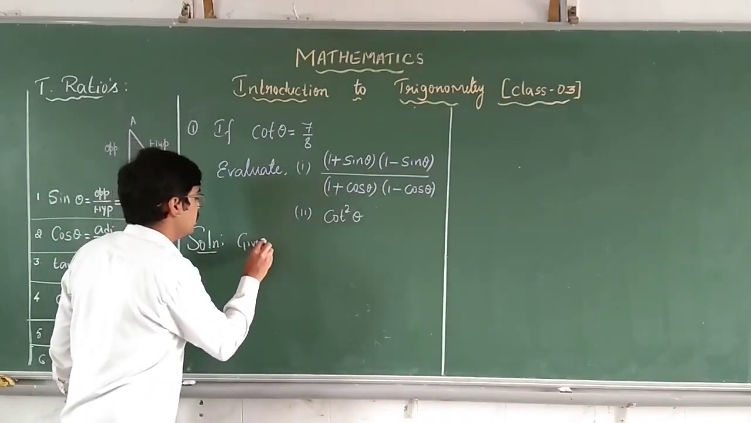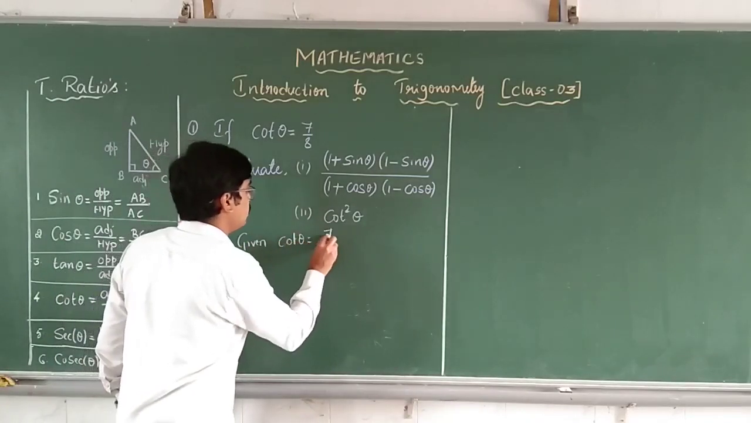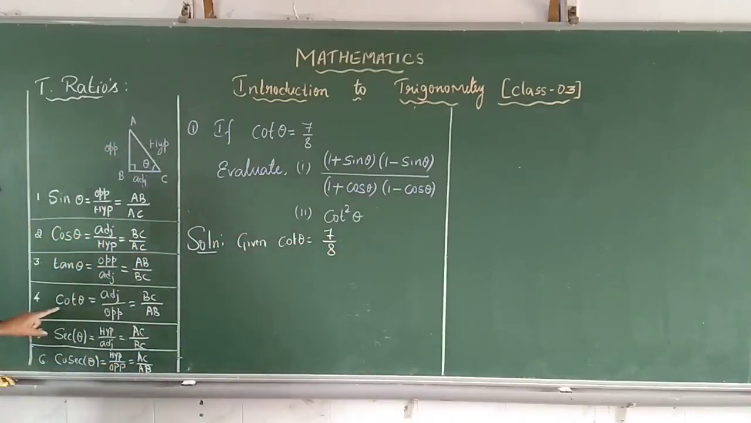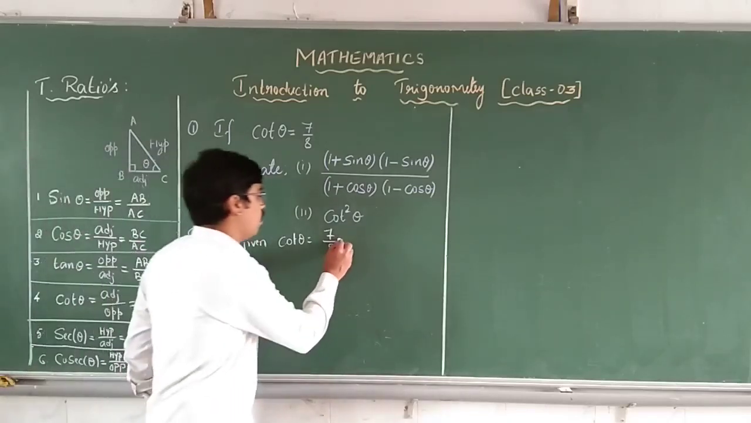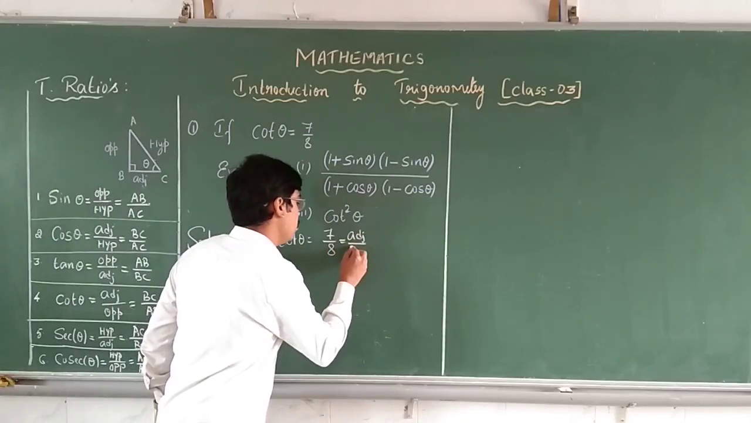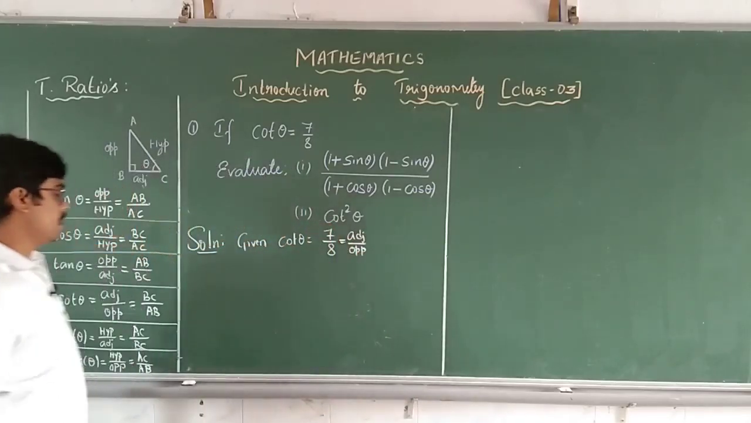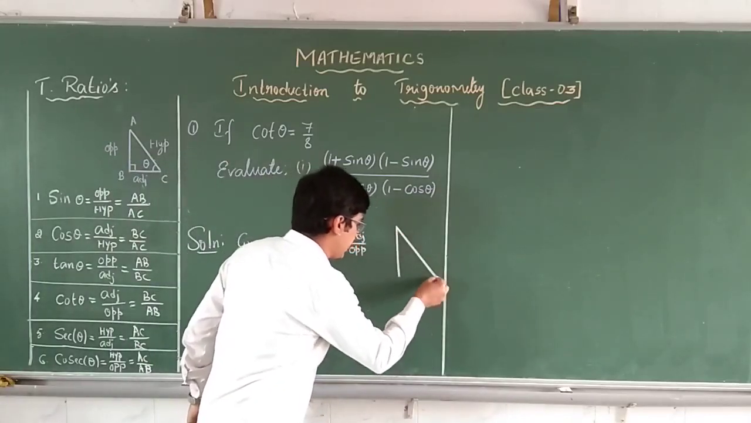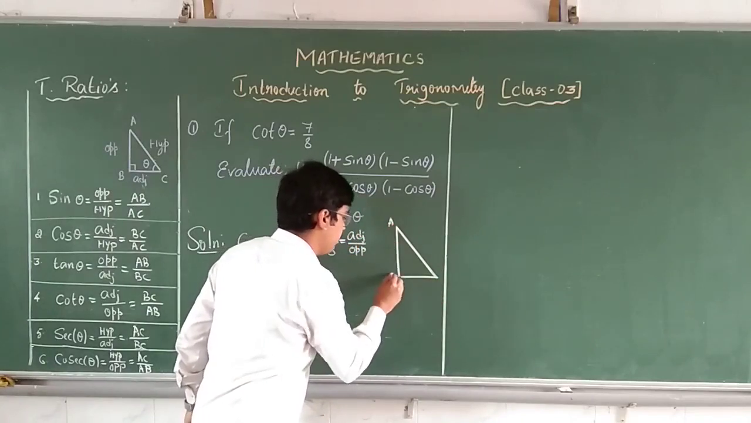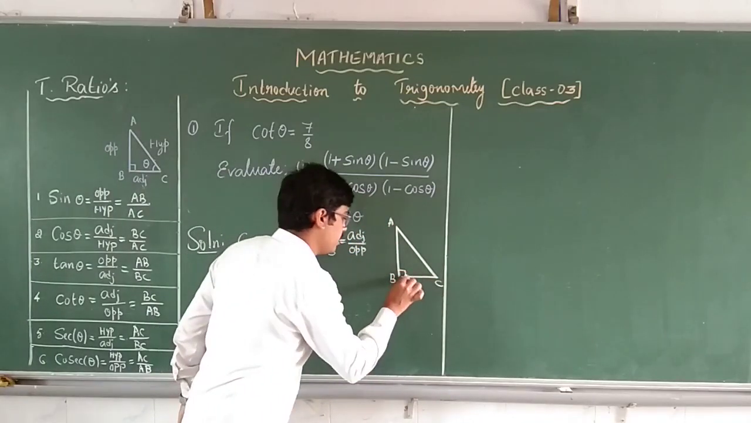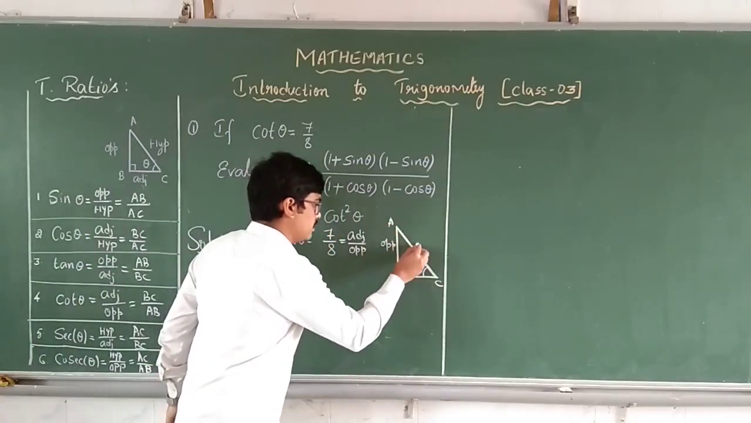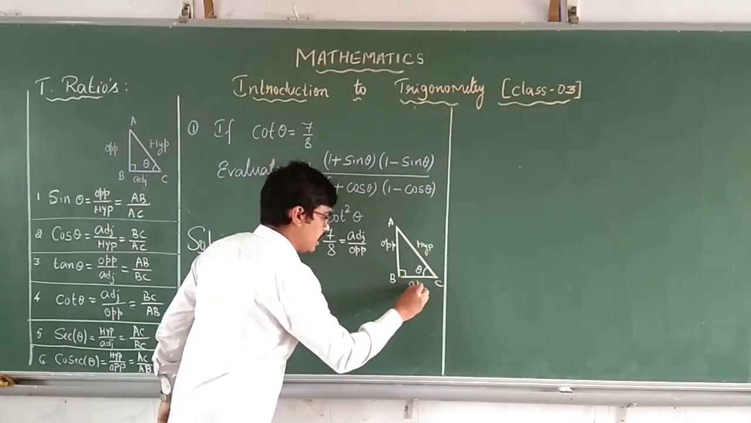Given cot theta is equal to 7/8. So cot theta is the ratio of what? Here I wrote cot theta is the ratio of adjacent to opposite. Now if I take a right angle triangle A, B, C, right angle at B, acute angle at C, this will be the opposite side, this will be the hypotenuse side, and this will be the adjacent side.